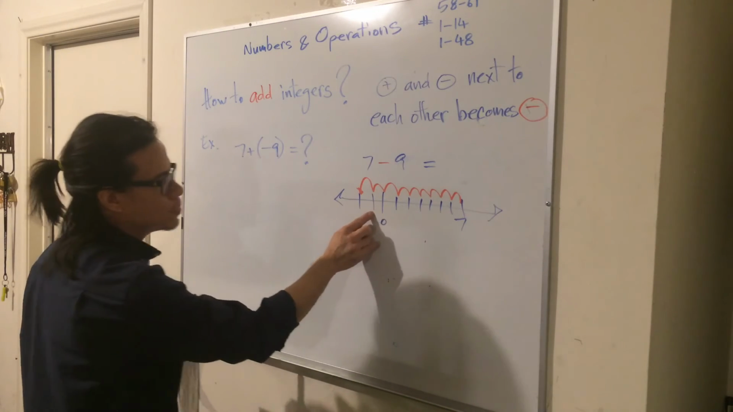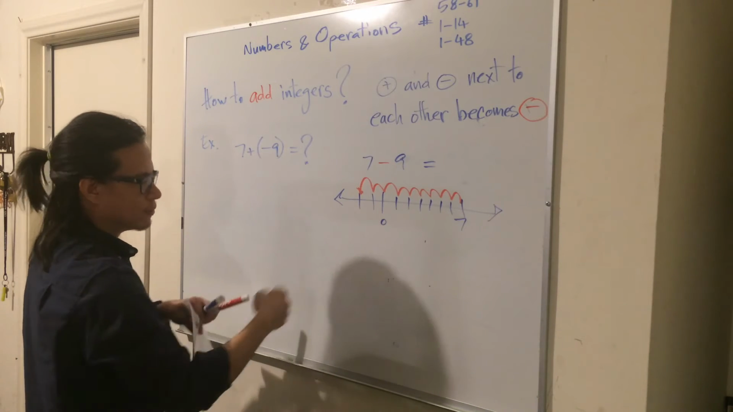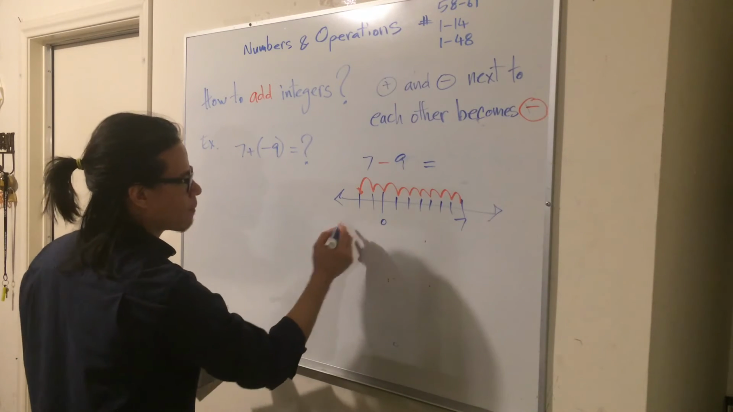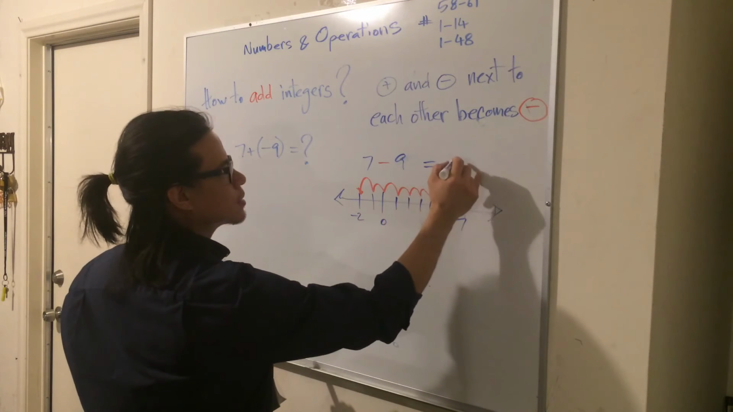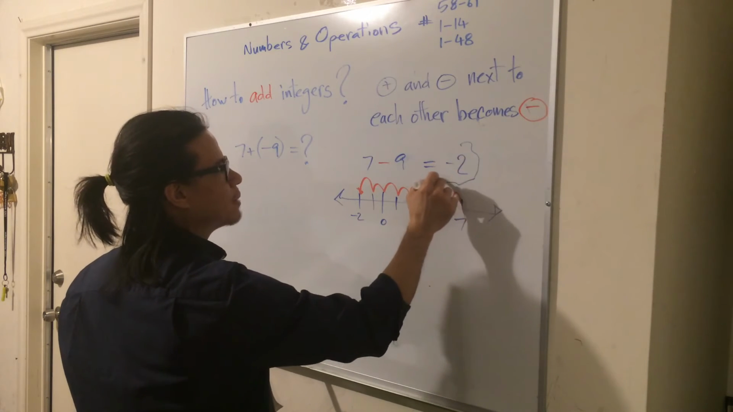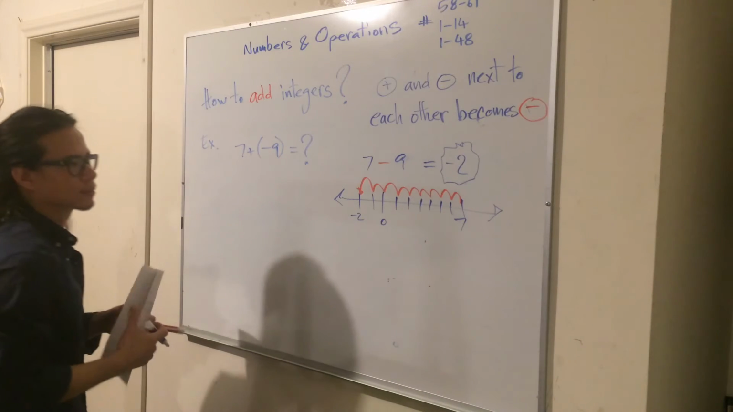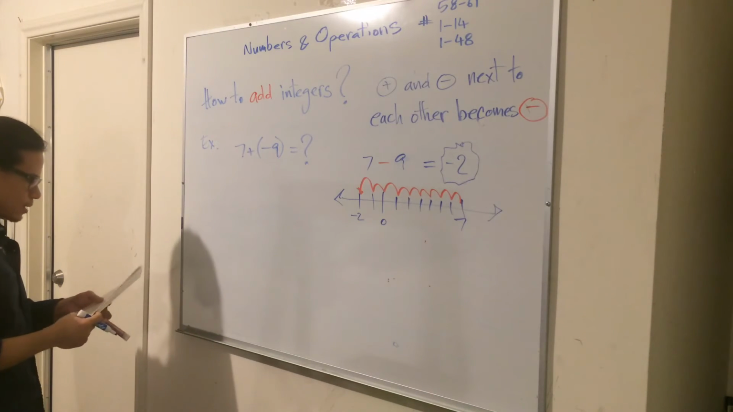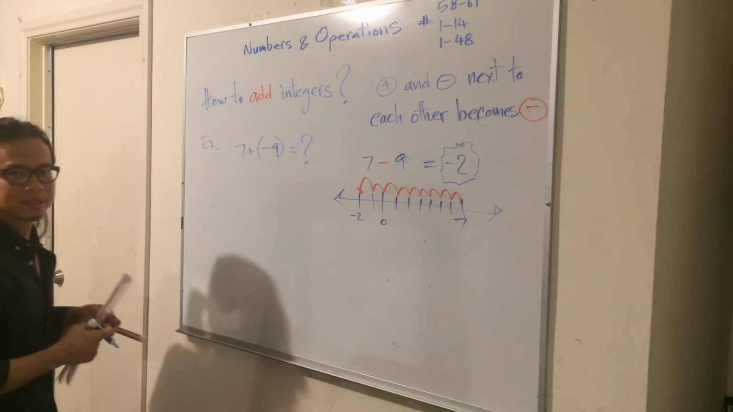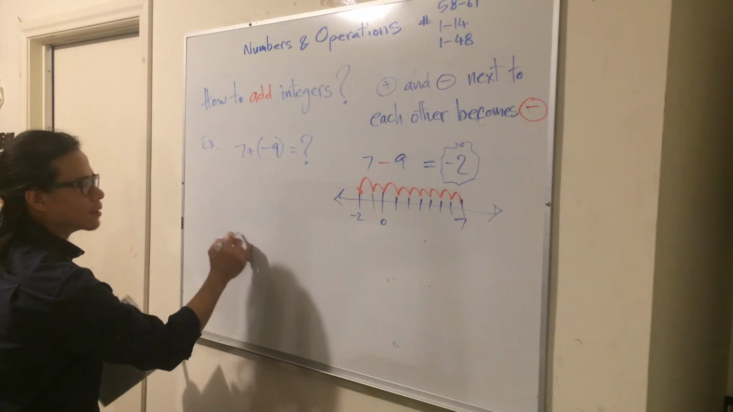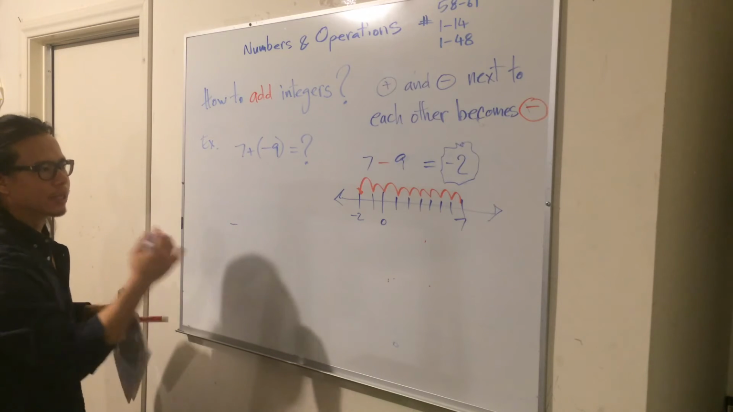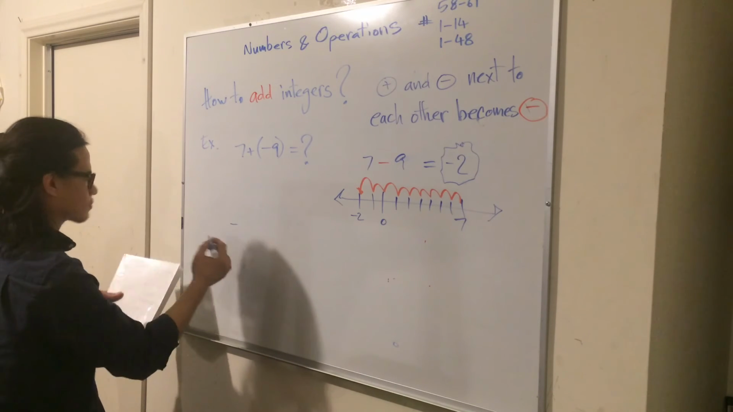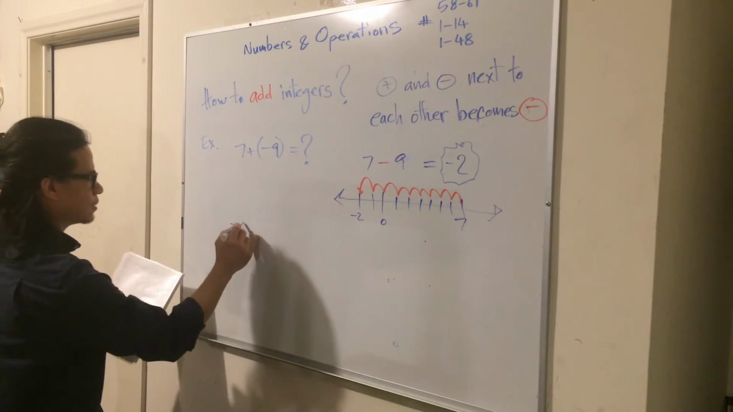So 2 units to the left of 0 would be negative 2. Okay, so this is negative 2. 7 minus 9 is negative 2. Got it? Let's look at one more. Oh, actually, until we get a hang of this, let's throw some curveball at you here.